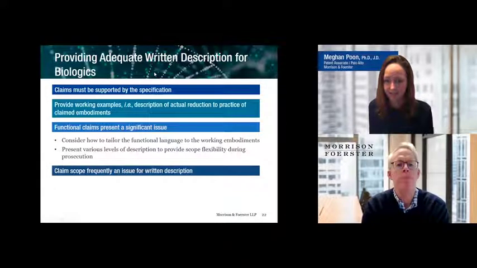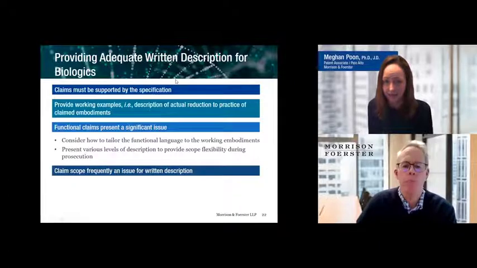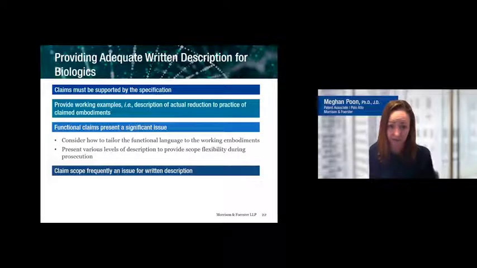Okay, so this is basically what I just mentioned. So how do you provide adequate written description? Key is working examples, description of the actual reduction to practice. Functional claims do present a significant issue. You want to think about the different levels of description to provide flexibility. So for example, drafting your epitope claims, you've got the CDR claims, the VH/VL claims. Maybe you can craft some degenerate sequences as well, so that you've sort of got all of the different layers there within your application.